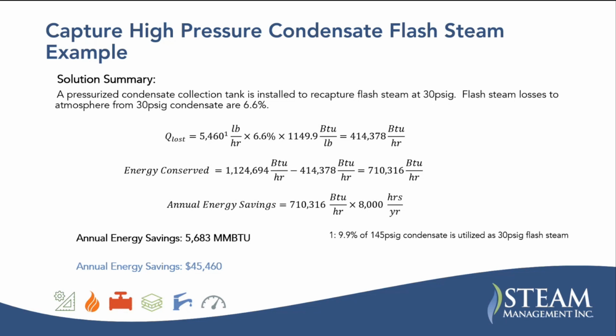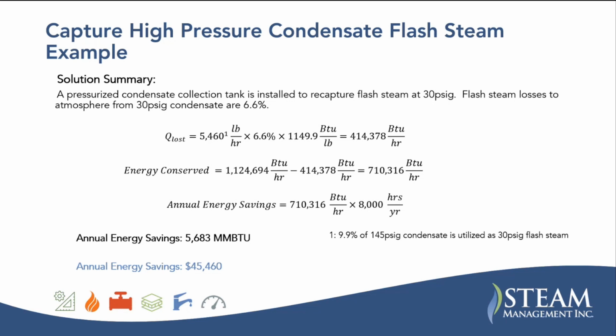You should also note that there's less condensate coming out of the system there, because you are using some of that condensate in the flash steam. So instead of 6,000 pounds per hour, we have 5,460 pounds per hour times a lower flash steam percentage. And now you have this as your energy loss. So your energy conserved is your original energy loss minus your new energy loss, and you have a significant savings here. Multiply that by your hours per year and your energy cost, and it results in $45,000 a year of savings.